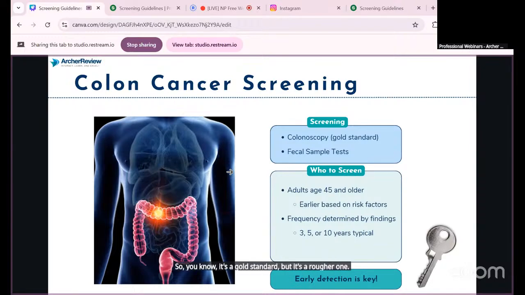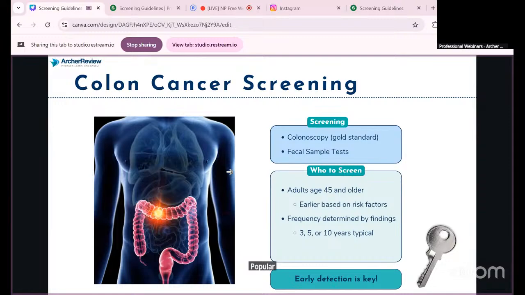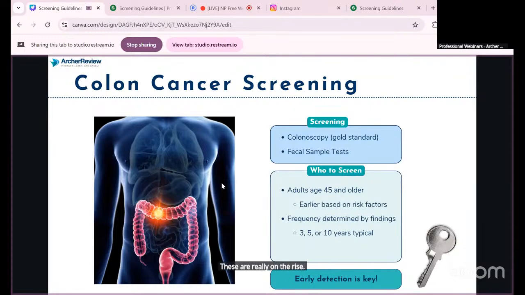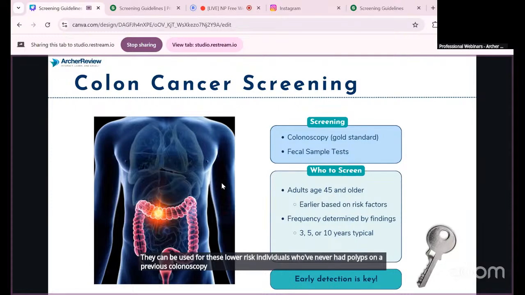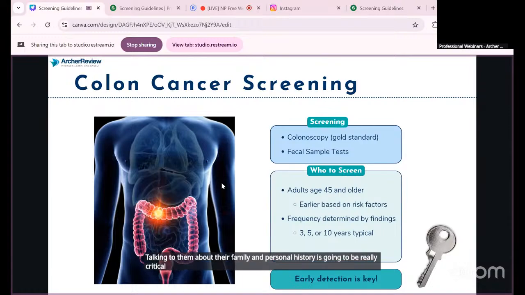And after initial colonoscopy, the gastroenterologist is going to be the one to determine when the patient should return for a rescreen based upon their findings. So popular ones that I've seen, like I said, are the 3, 5, and 10 years. And then on the flip side of that are those fecal sample tests. These are really on the rise. They are an at-home screening tool. They can be used for these lower risk individuals who've never had polyps on a previous colonoscopy, or have no family or personal history of colon cancer. So again, talking to them about their family and personal history is going to be really critical when you are offering them these home kits.